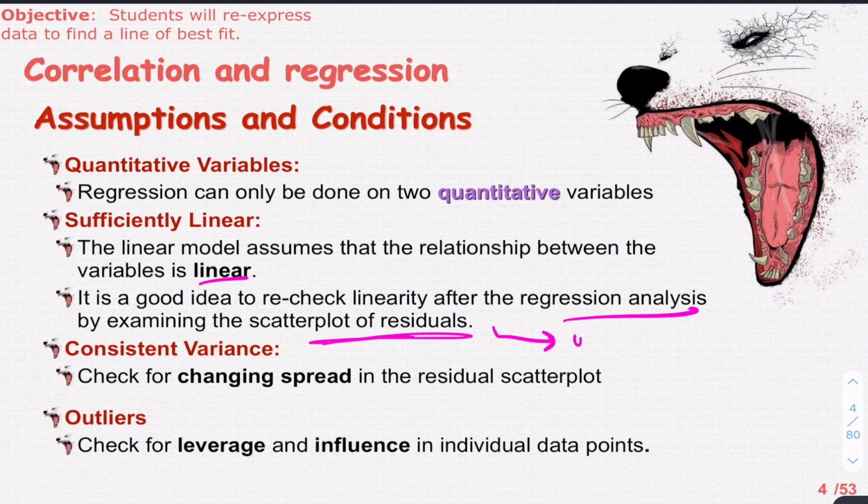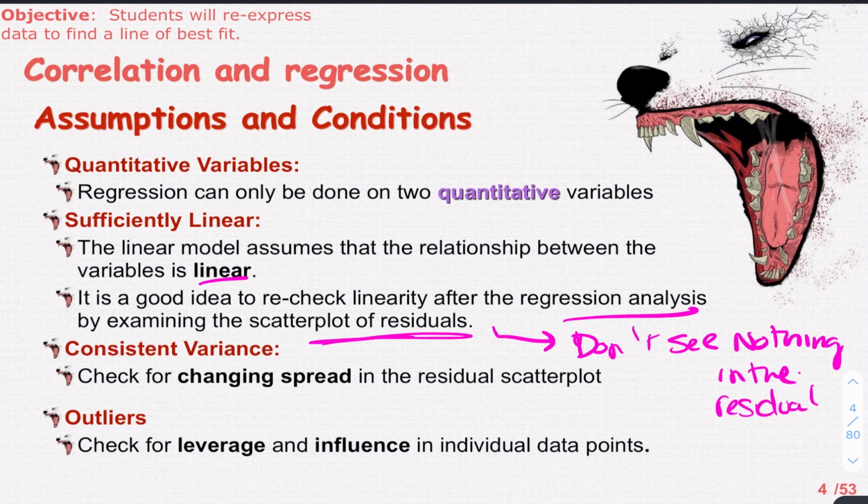Remember, we don't want to see anything in the residuals. That's the good thing. We don't want to see a pattern in the residuals. The last couple things that I know you've forgotten about because we haven't made a whole big issue of them: we want consistent variance. So check for changing spread in the residual scatter plot. And last bit, outliers. Check for leverage and influence in individual data points.